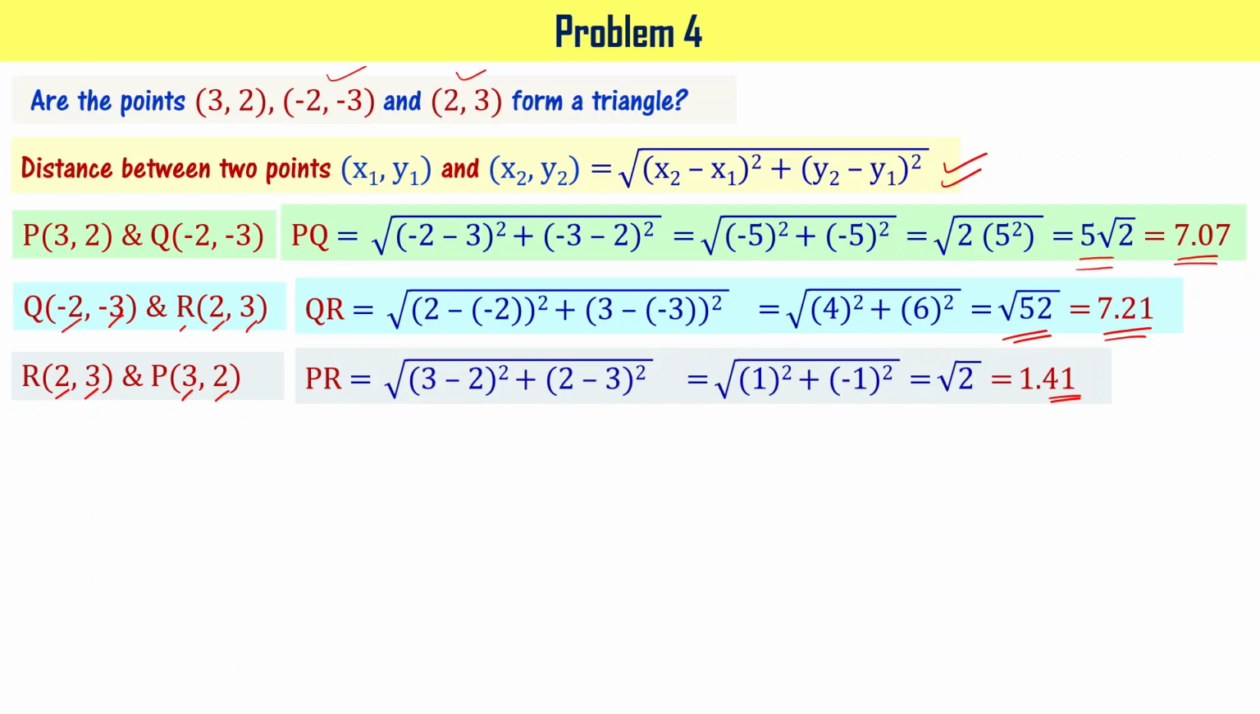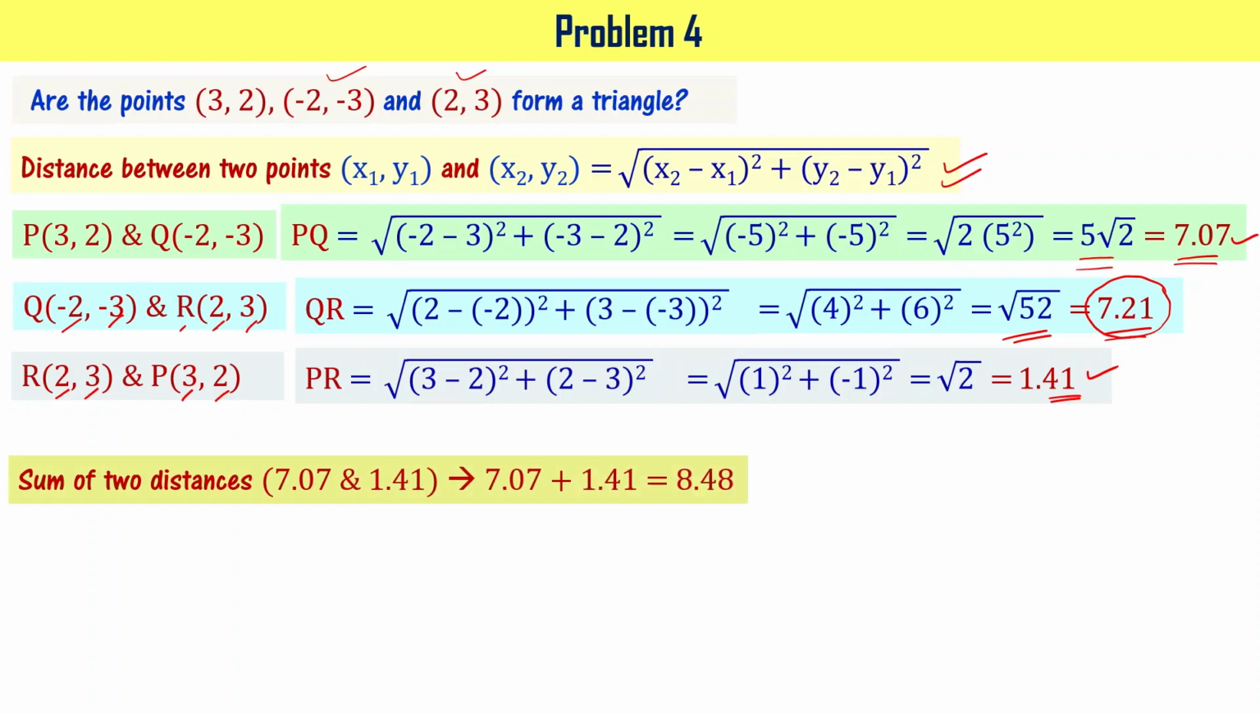If you observe, this one and this one are smaller than this particular one, right? So that's why let's sum these two, line PQ and line PR lengths. Sum of two distances, 7.07 and 1.41, is 8.48. That is greater than 7.21, right? If you take any other pair, you are not going to get any equality.